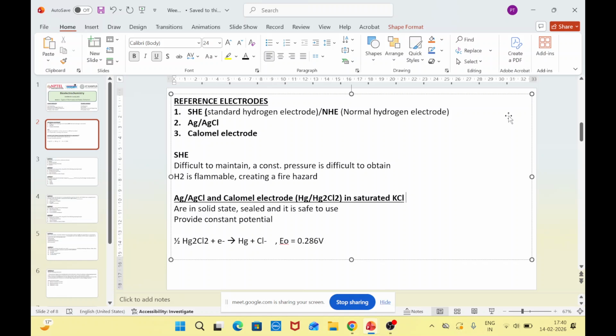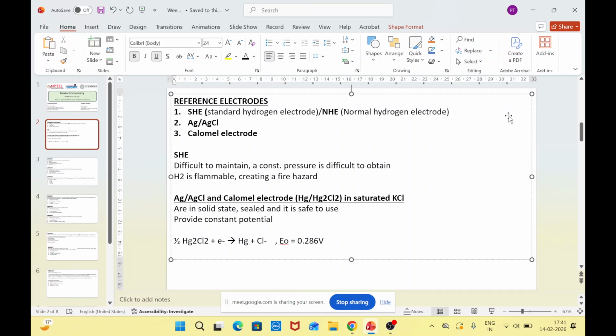And the third thing is, K plus and Cl minus ions typically have ionic mobilities in a similar order, due to which any kind of potential mismatch will not be there if you use saturated KCl. So that is predominantly the three reasons why KCl is often used.